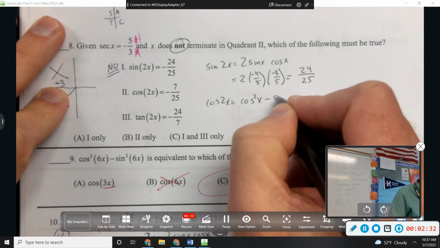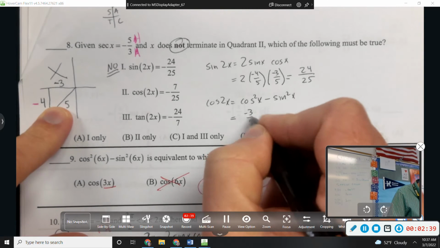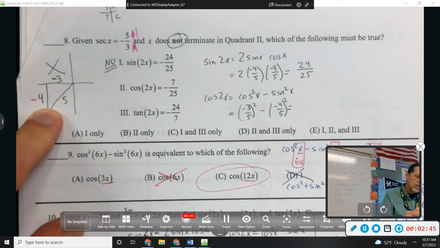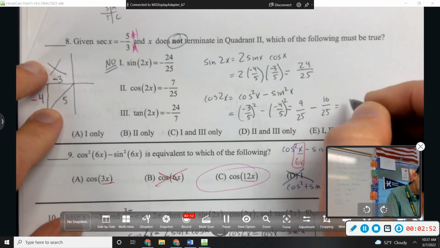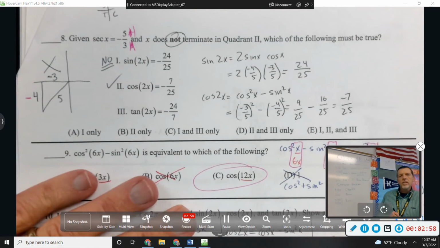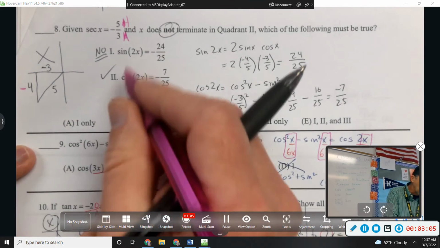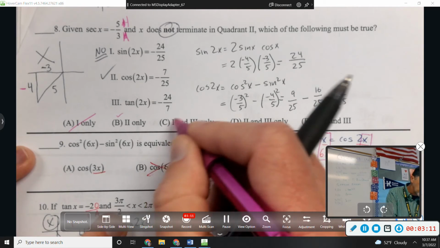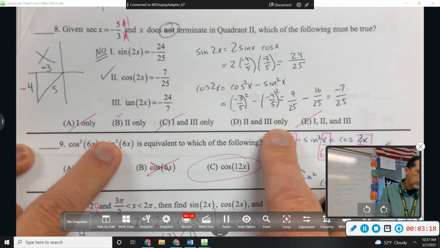Cosine 2x is cosine squared x minus sine squared x. Cosine is negative 3/5. Sine is negative 4/5. So that's 9/25 minus 16/25, which would be negative 7/25, which is correct. I wonder if we can get it by just knowing those. So 1 is out, 2 is true. So we're down to B and D. We've got to figure out if 3 is true or not.